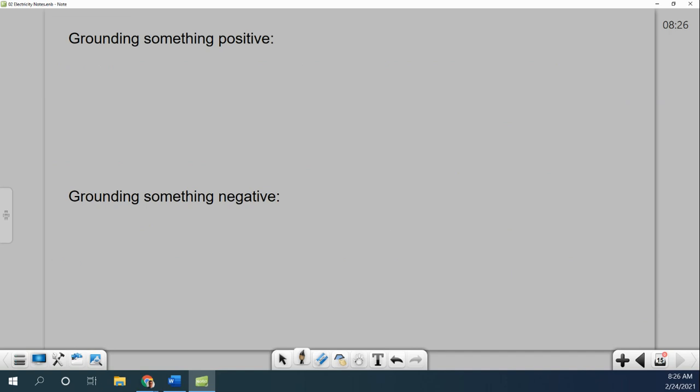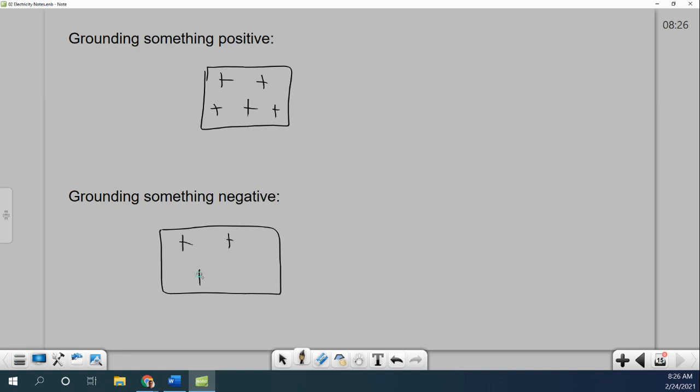So, quick thing to note. Here is my object that does not have enough negative charges on it. Same object, but now it has too many negatives on it. There we go. So they both have 5 positives. One's got too many negatives, one I took all the negatives off. So this object starts out positive, this object starts out negative. What does it look like when we ground it?